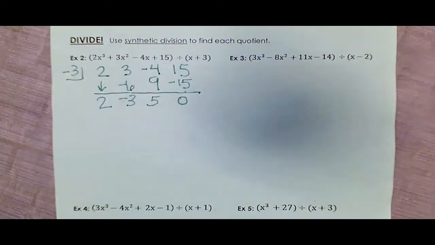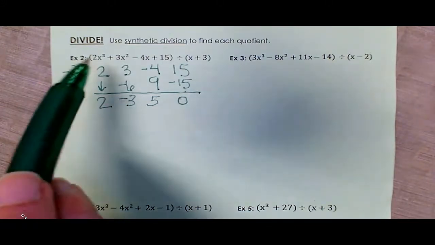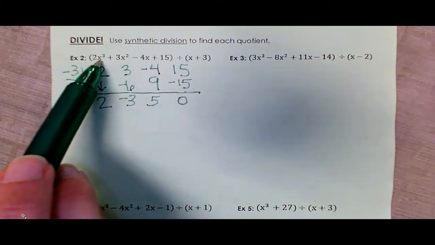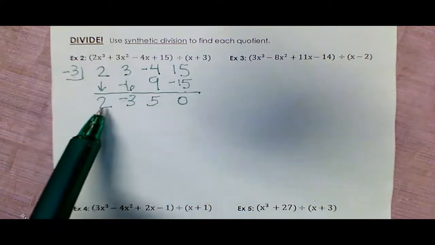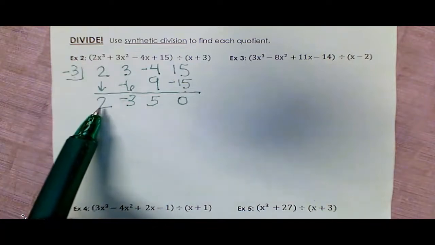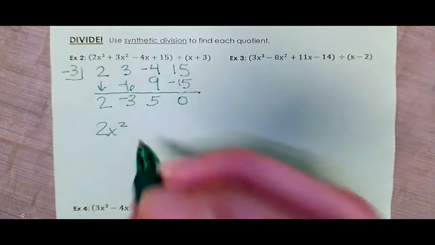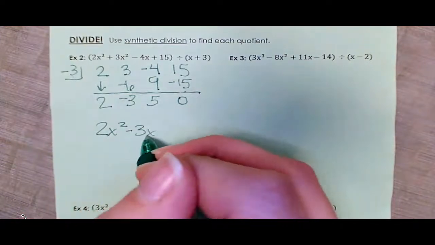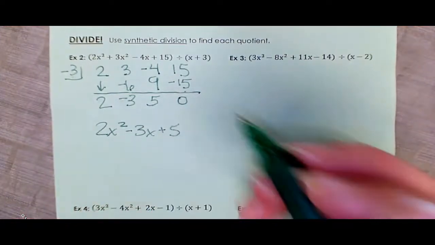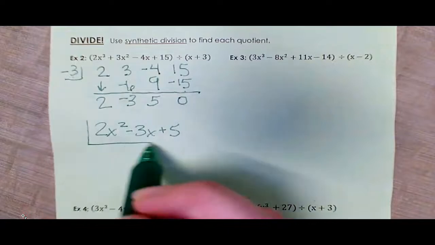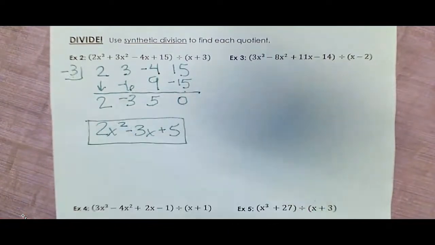And when I write my quotient, my answer, I'm going to start with the term that has 1 less power than the one that I started with in the dividend. So I have an x cubed. That means that my first term here is going to be an x squared. And these are my coefficients. 2x squared minus 3x plus 5 with no remainder. This is my answer.